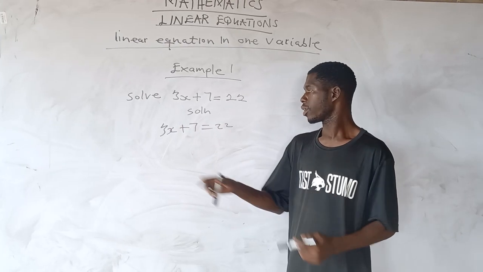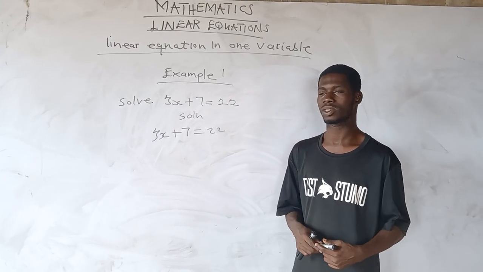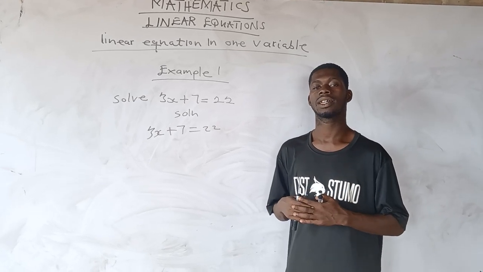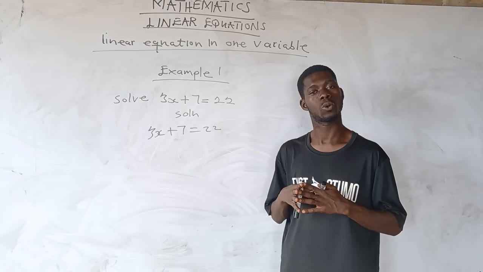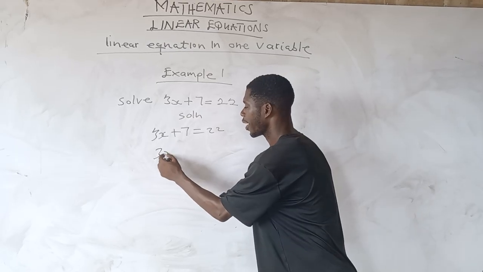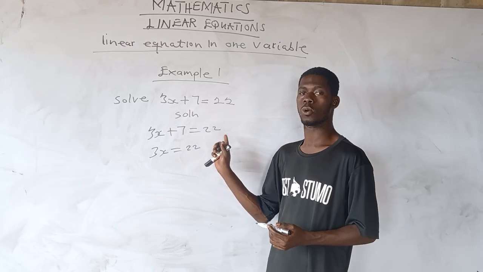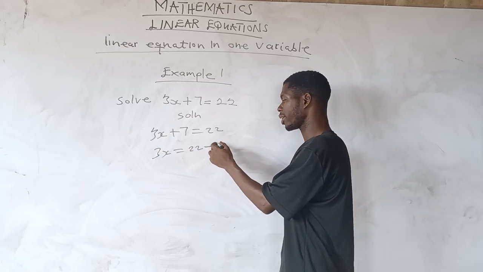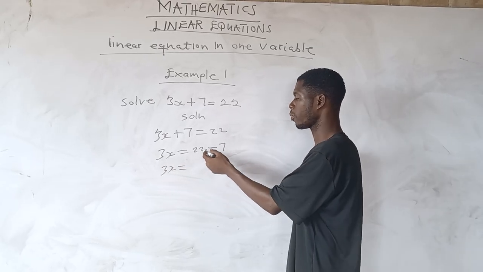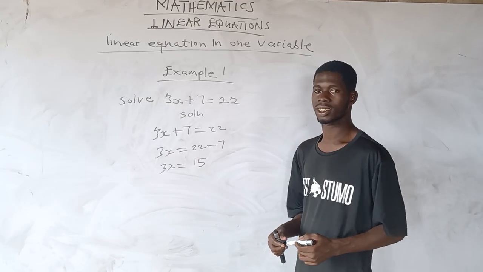Now we group the like terms. The one which contains the variable will move to one side, and the one which doesn't contain any variable will move toward the other side. So 3x is equal to 22. The 7 here is positive, so while crossing the equal sign, it becomes negative. So minus 7. If you subtract 7 from 22 using a calculator, you get 15.